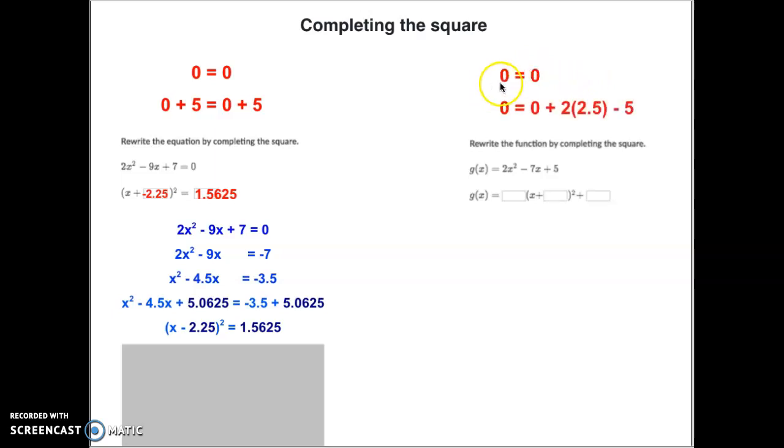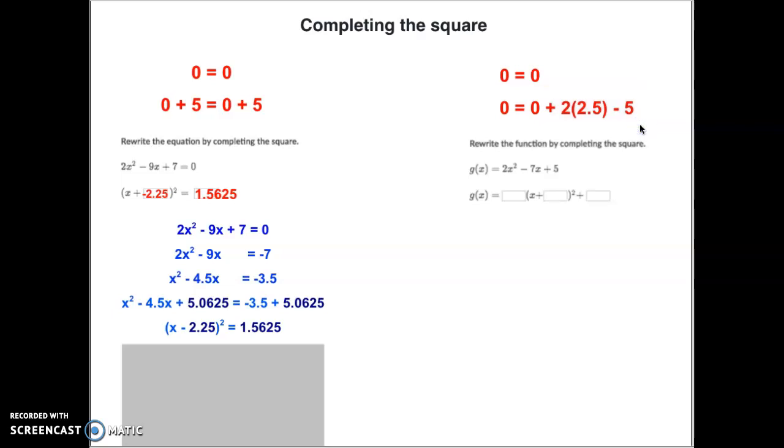We're going to start with our 0 equals 0 again. But now I'm going to add to this side 2 times 2.5. What is 2 times 2.5? You might say, oh, that would be positive 5. So it's really like I added 5. Well, if I add 5 and then I subtract 5, did I really add anything to the right side? The answer should be no, I really didn't.